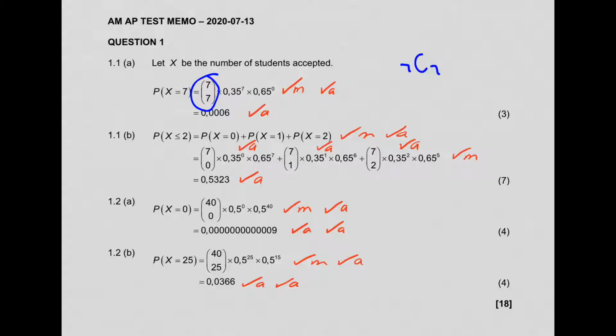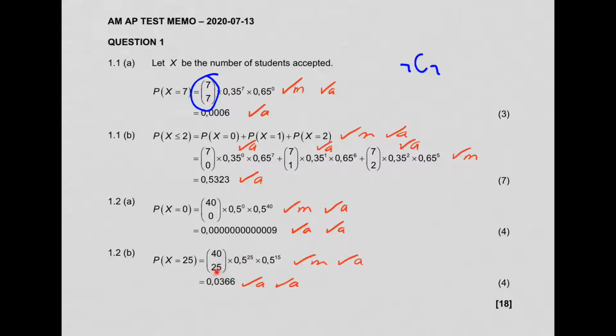B, what is the probability that Boikanyo answers 25 questions correctly? Right, so we're doing the same structure, except now we're looking at x, our random variable, equal to 25. We're looking for 25 correct answers. So in our combinations formula, we have 40 choose 25 this time.